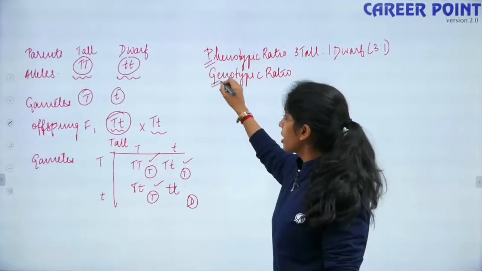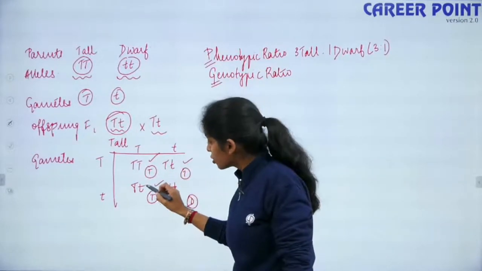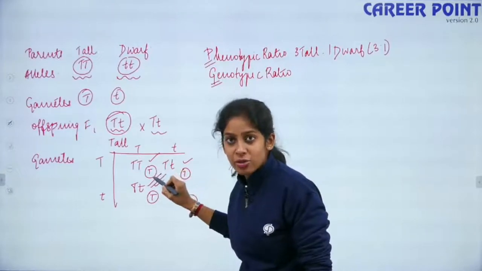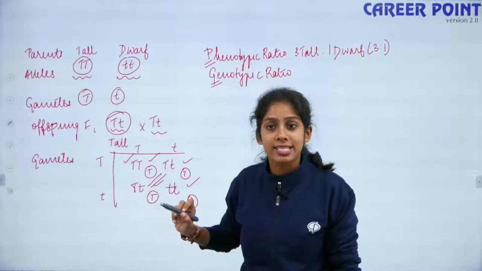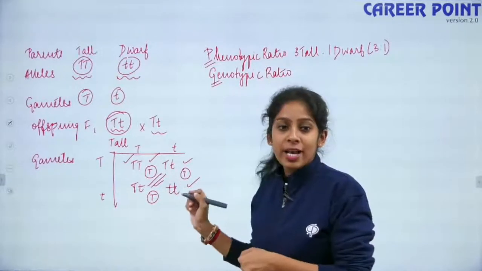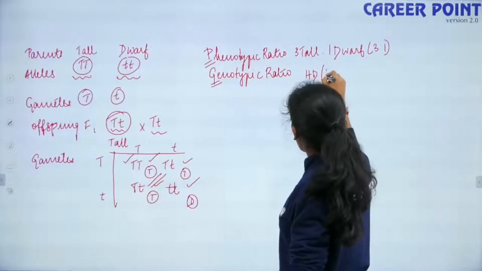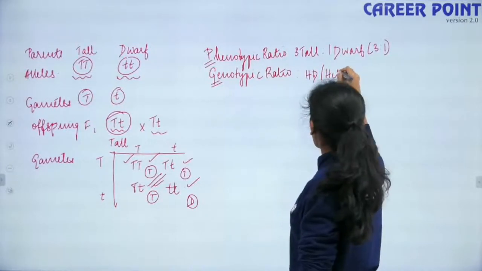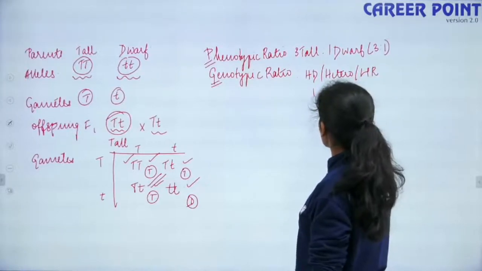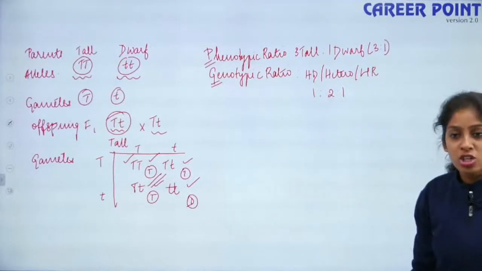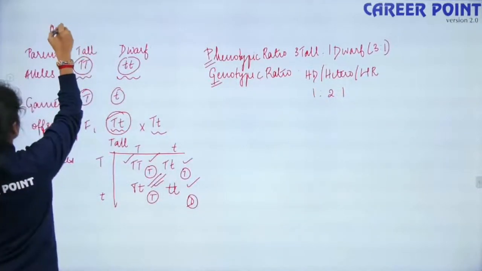But genotypic ratio is the genetic ratio. If you look at the alleles, these two alleles are the same. This is heterozygous. This is homozygous dominant. This is homozygous recessive. So I have three types of genotypes here: homozygous dominant, heterozygous, and homozygous recessive. So it is 1:2:1. This is my genotypic and phenotypic ratio for inheritance of one gene.